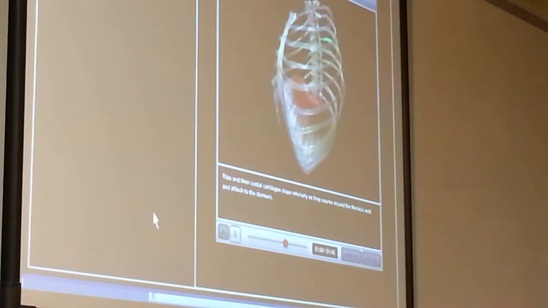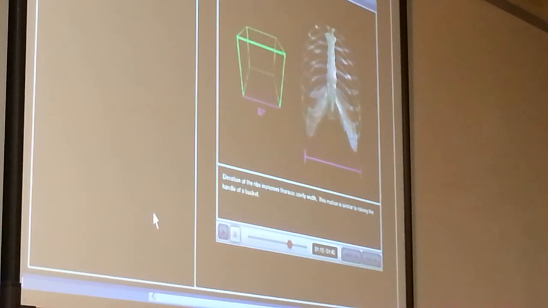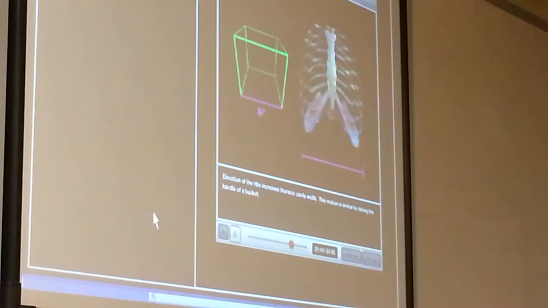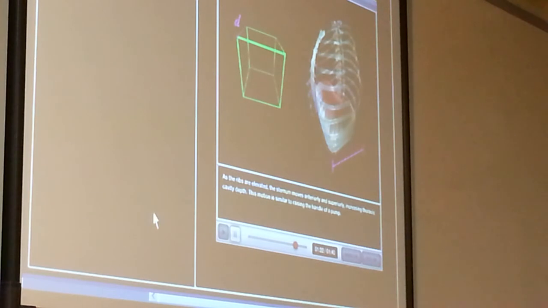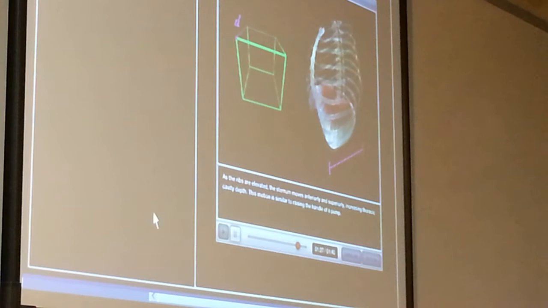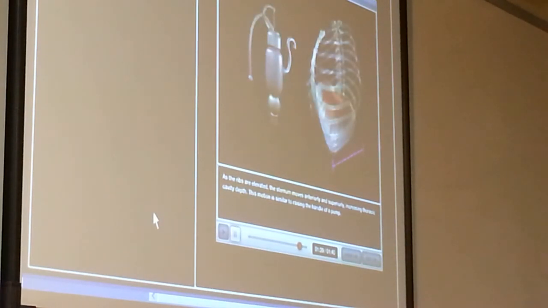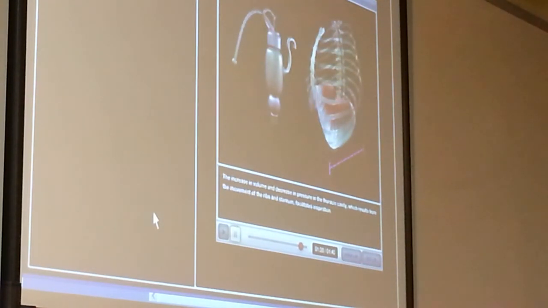Ribs and their costal cartilages slope inferiorly as they course around the thoracic wall and attach to the sternum. Elevation of the ribs increases thoracic cavity width. This motion is similar to raising the handle of a bucket. As the ribs are elevated, the sternum moves anteriorly and superiorly, increasing thoracic cavity depth. This motion is similar to raising the handle of a pump. The increase in volume and decrease in pressure in the thoracic cavity, which results from the movement of the ribs and sternum, facilitates inspiration.